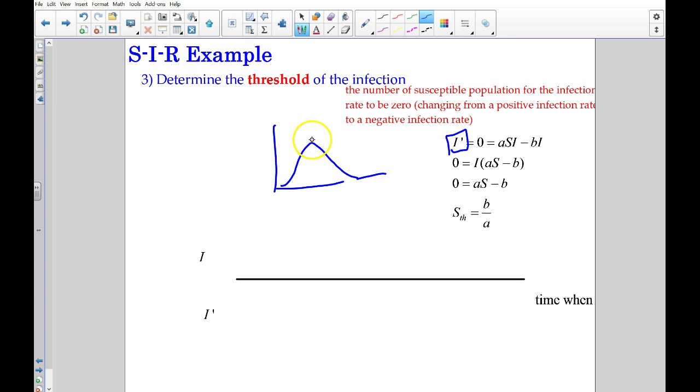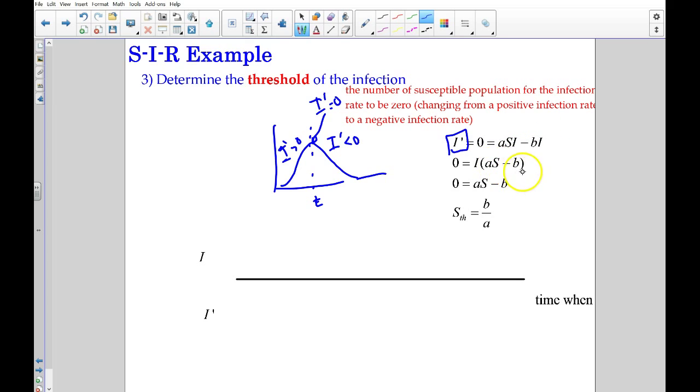Okay, so this time value is what I'm looking for. I want to determine that time value, and then that is going to correspond to how low the susceptible population needs to be. Now, to find this value, that is when I prime is equal to 0, because again, I prime over here is positive. So this is I prime greater than 0. Here, I prime was less than 0. And right at this point, that's when I prime is equal to 0. And I want to find that value.